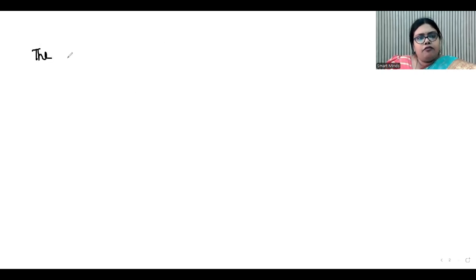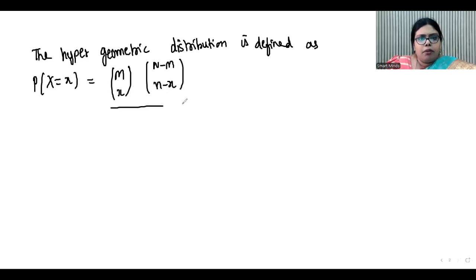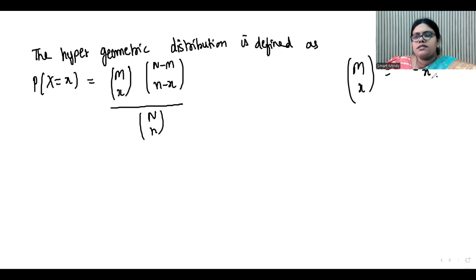So first let us write the formula for hypergeometric distribution. So the hypergeometric distribution is defined as P of x is equal to MCx into (N minus M)C(n minus x) by NCn. So whenever I say MCx, what do you mean? That means out of M items, you are selecting x items.